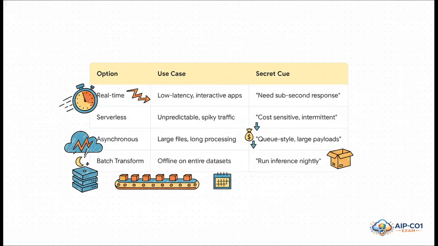Are you hearing things like, we need a sub-second response for our app? Boom, that's real-time inference. Or maybe our traffic is super spiky and we're cost-sensitive? That's a perfect job for serverless. Got huge files that take forever to process? Asynchronous is your friend. It gives you a handy queue. And for those big offline jobs on an entire dataset, like running it nightly, that's a classic case for batch transform.